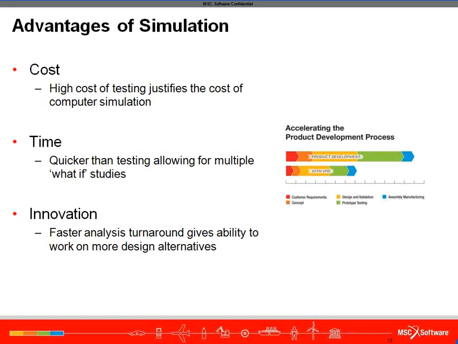So the single largest justification for the use of computer simulations can easily be stated as cost. No question about it. Testing can be extremely expensive, and limiting it to the final design is clearly a way to significantly cut costs.